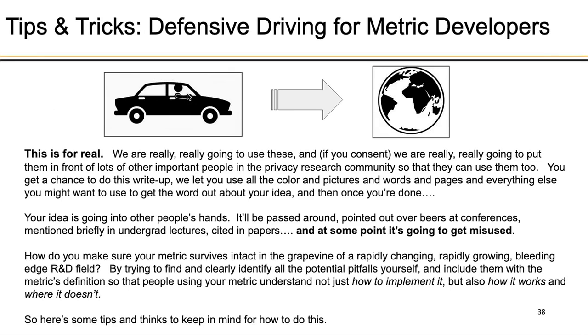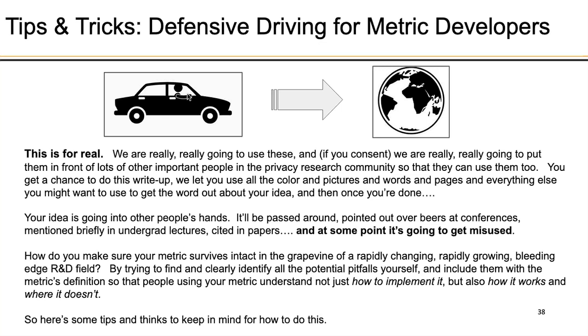And this is what I was talking about. This is for real. We actually want to share this, with your consent, with the privacy research community that is rapidly developing tools being used by the US government, being put into open source libraries. This is a quickly developing area, and we want to make your metrics available to this research area. That means once you have your idea written up, it's going to go into other people's hands. It'll be passed around, it'll be pointed out on napkins or beers at conferences, it'll be mentioned briefly in a couple slides in an undergrad lecture, cited in papers, and at some point it's going to get misused, right?